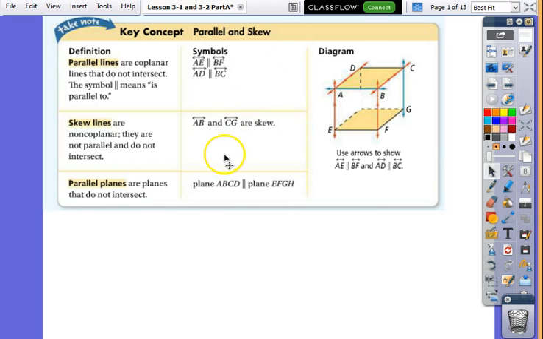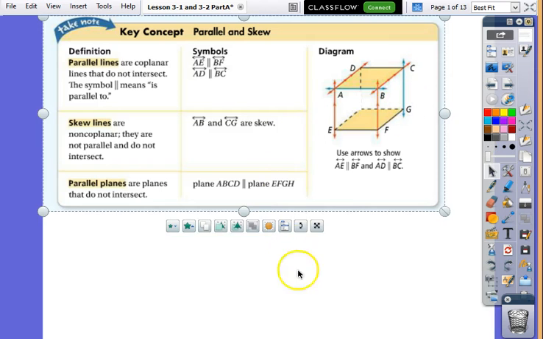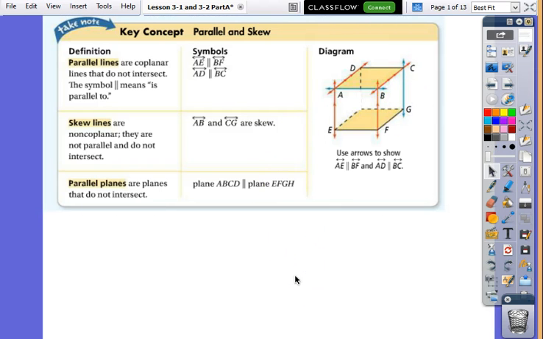Skew lines are lines that are not coplanar and do not cross. For example, we've got AE up front here, a vertical line that goes up and down, and it's in the front plane and the left plane. But then we've got FG over here in the bottom plane and the right plane, and it'll never cross AE. So FG and AE are examples of skew lines. The slide gives AB and CG as examples of skew lines. Does anybody have any questions about what a parallel line is and what a skew line is?